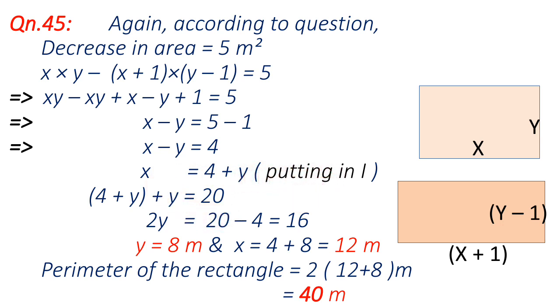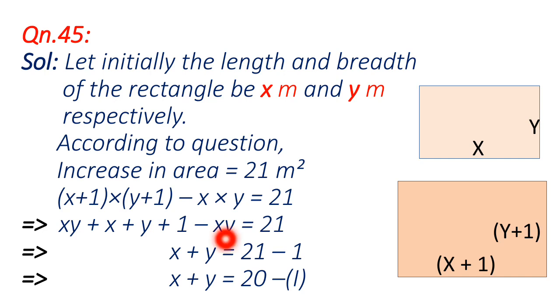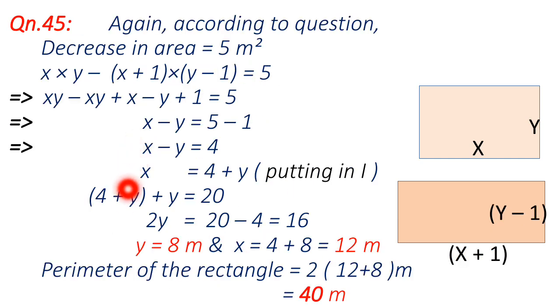So x plus y is 20. Now see equation 1, x plus y is equal to 20. So here in the place of x we can write (4 plus y) plus y is equal to 20. This bracketed section is actually the x, we are replacing the x. So 2y equals 20 minus 4, that is 16. So y is equal to 8 meter, correct. Then x is equal to 4 plus y, that means 4 plus 8, that is 12 meter. So we have the length x as 12 meter and the breadth y as 8 meter, correct.